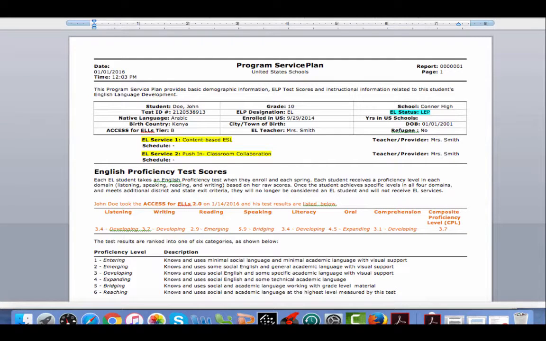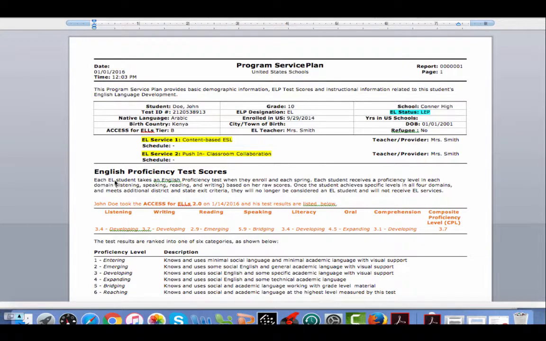This is what the top of your PSP should look like. There are several things that you're going to want to make note of. Not only your student's name, their information, but you'll also note that you get access to the student's native language, where their birth country is. You also have access to what is called the EL status and the EL services. That is all located at the top of your English Learners Service Plan. In addition to that, you'll be able to identify your student's teacher or English learner provider.